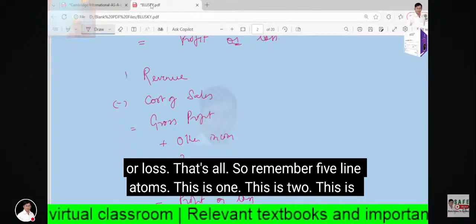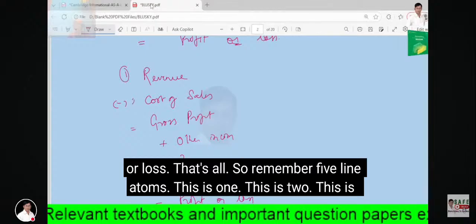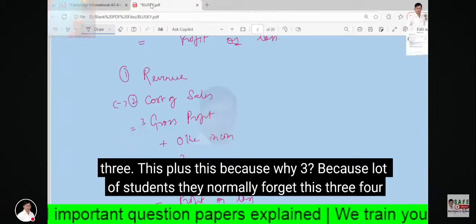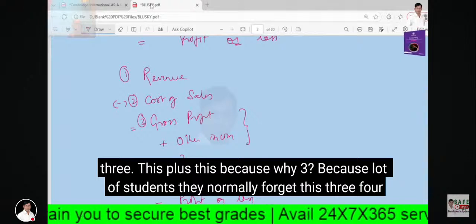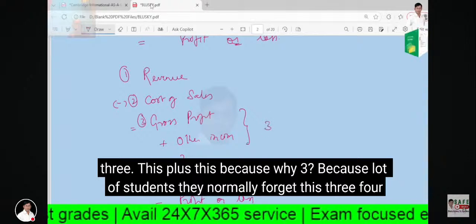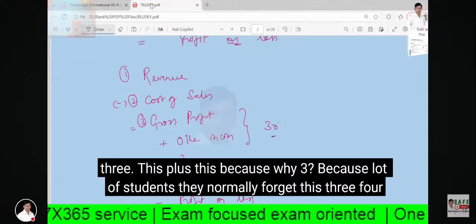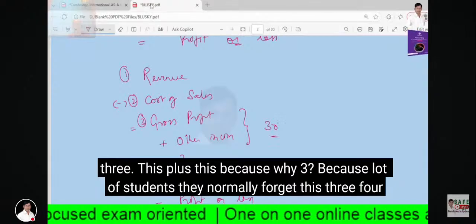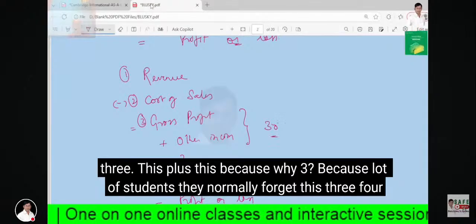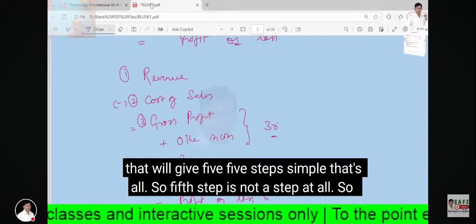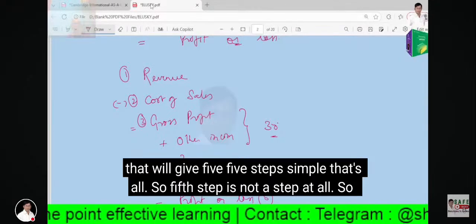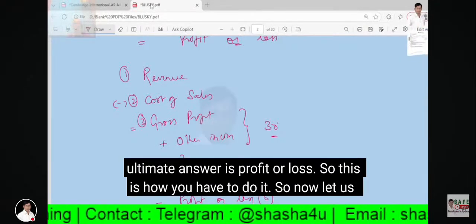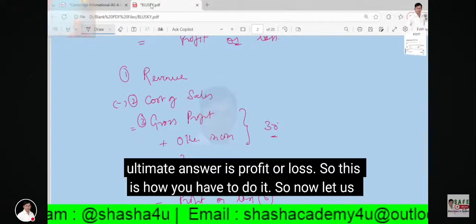This is 1, this is 2, this is 3, this plus this, because a lot of students normally forget this. 3, 4, okay, that will be 5 steps. Simple, that's all. The fifth step is not really a step, but the ultimate answer is profit or loss. So this is how you have to do it.